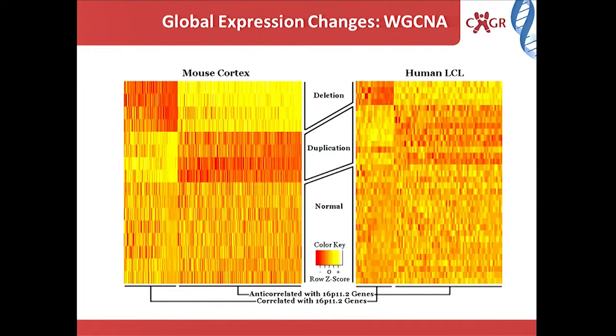And we found, as you can see here, that in both human and mouse, a majority of the genes clustered closest with the 16p genes were anti-correlated with the expression changes of the genes in the region. While there was little overlap between the two gene sets which clustered with the 16p genes, the consistency of the correlation pattern suggests that one of the downstream effects of the dysregulation of the 16p genes is an overall downregulation of other genes throughout the rest of the genome.